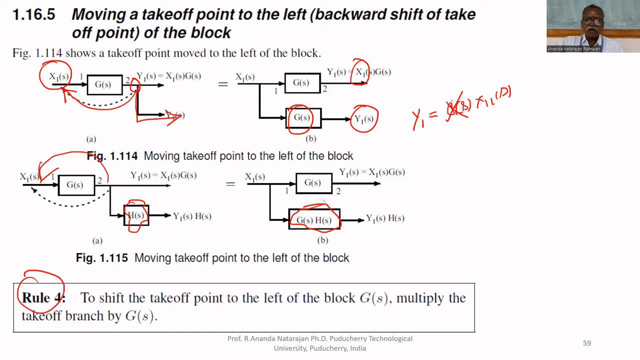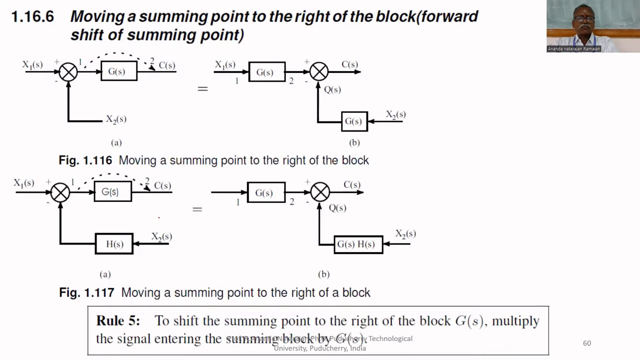To shift the takeoff point to the left of the block, multiply the takeoff branch by G of S. This is rule number 4. Rule number 5.